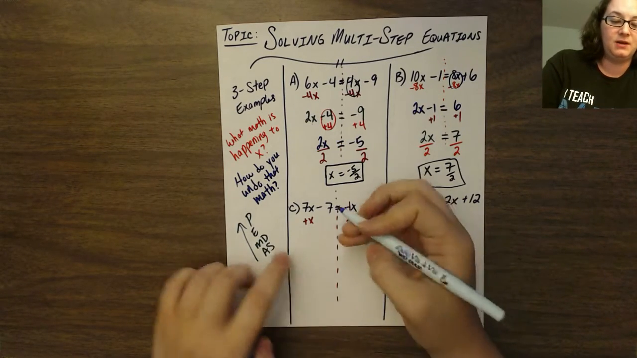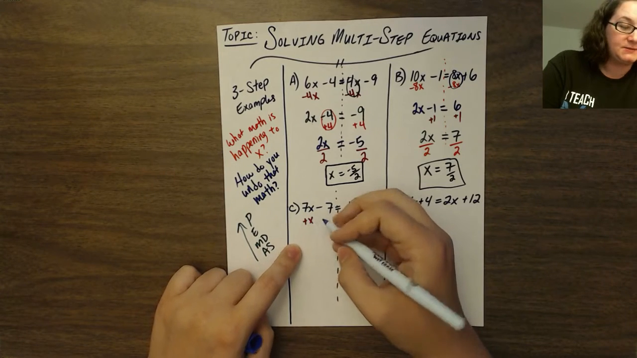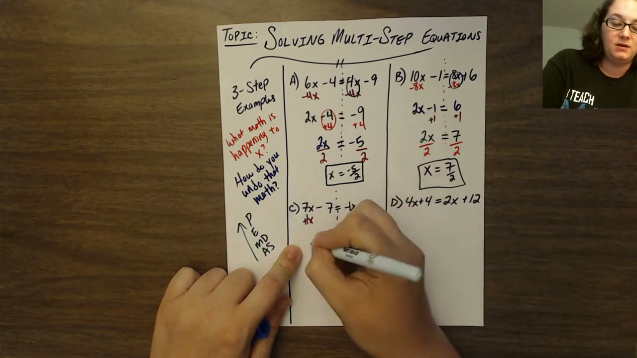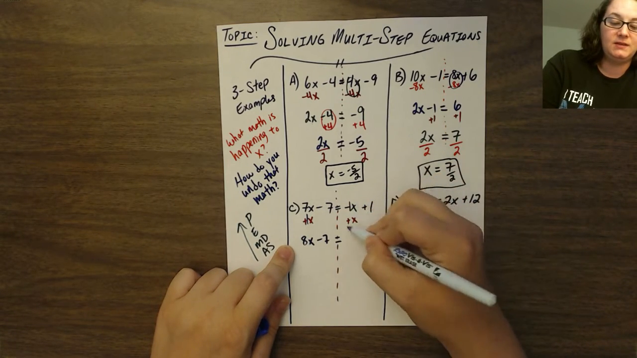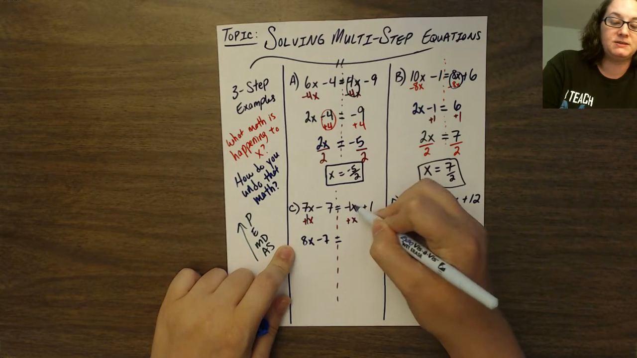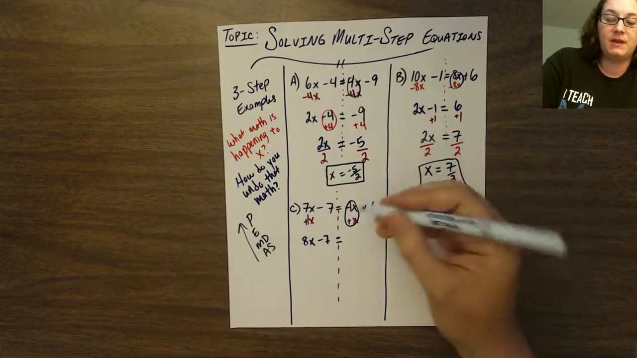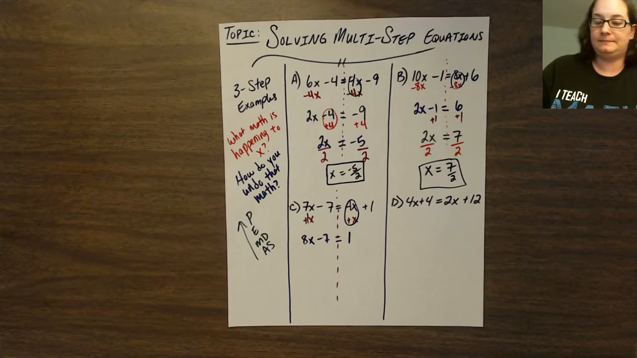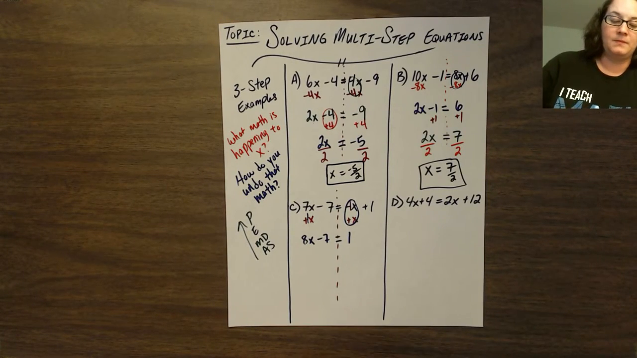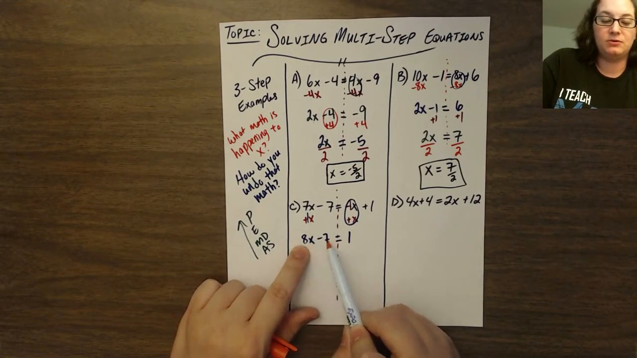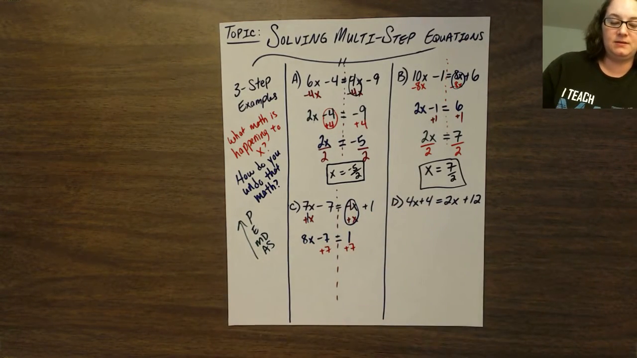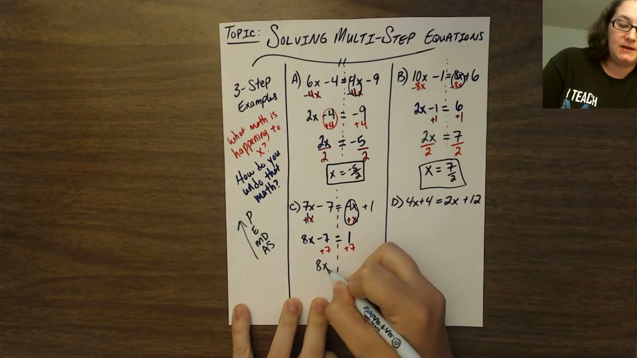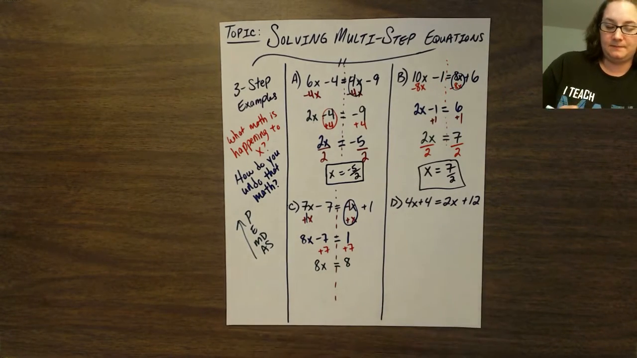You don't need it. 7x plus 1x, remember there's that imaginary 1 right there, gives me 8x minus 7 equals, this was a 0 pair, a negative 1 and a positive 1, cancel out, and then I just have a 1 left over on that side. Then I ask what math is happening to x. It's being multiplied and subtracted, so the opposite is to add 7 to both sides. And then I get 8x equals 8.